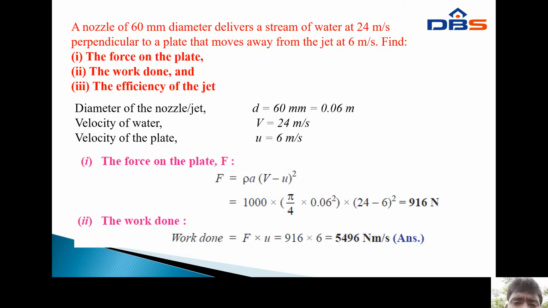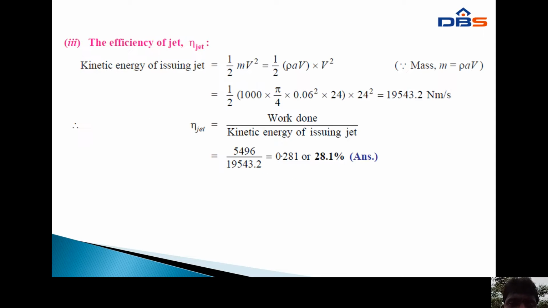Next, the work done. Work done W equal to F into u. Therefore, F equal to 916 into u equal to 6. Therefore, that equals 5496 Newton meter per second. Work done units are Newton meter per second. Next, the efficiency of the jet.